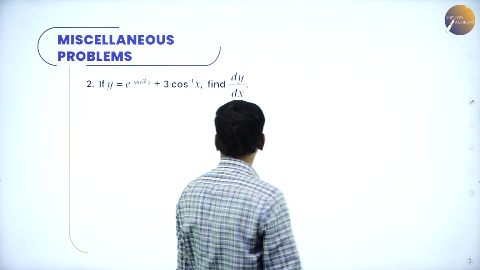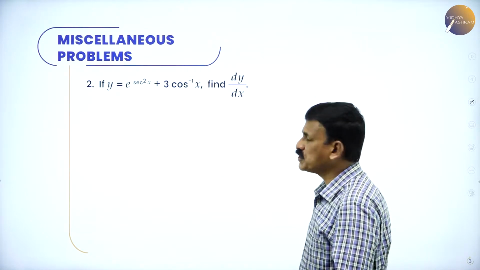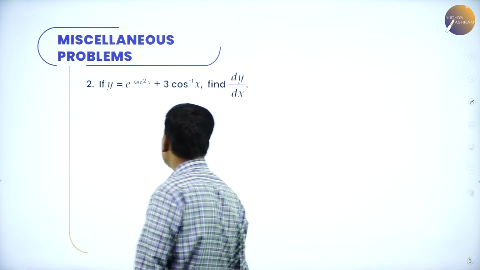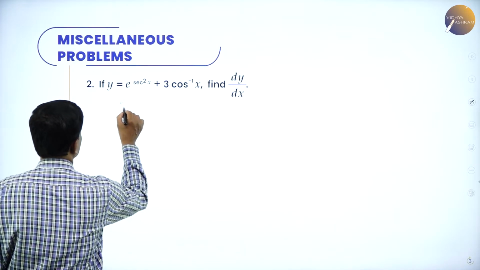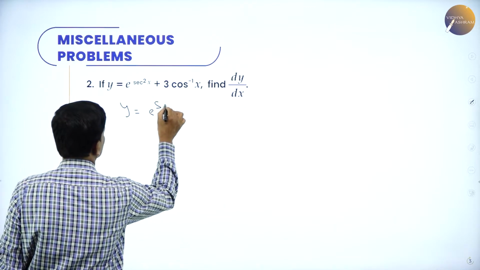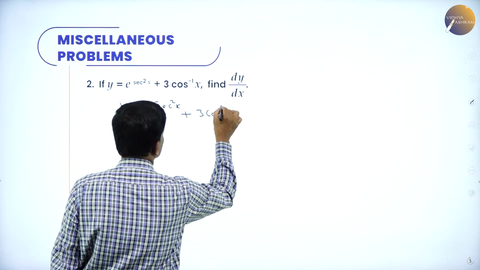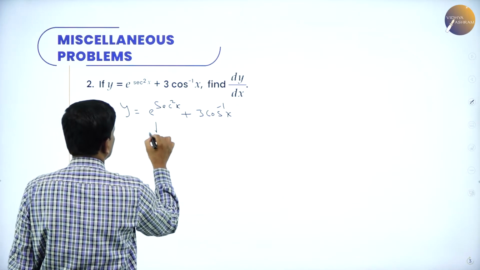Now what is the problem given? If y is equal to e to the power of secant square x plus 3 cos inverse x, find dy by dx. Now differentiate this.